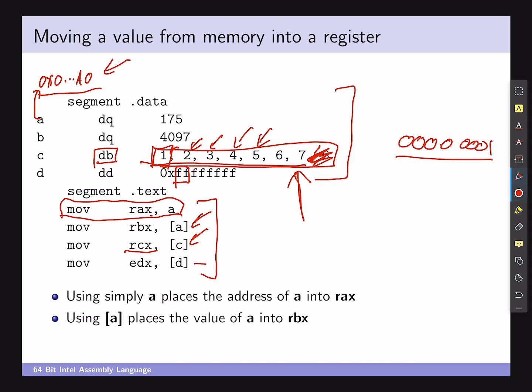Here, the last example, I'm simply moving D into EDX, and that's just an example of me loading a 32-bit value into a 32-bit register.